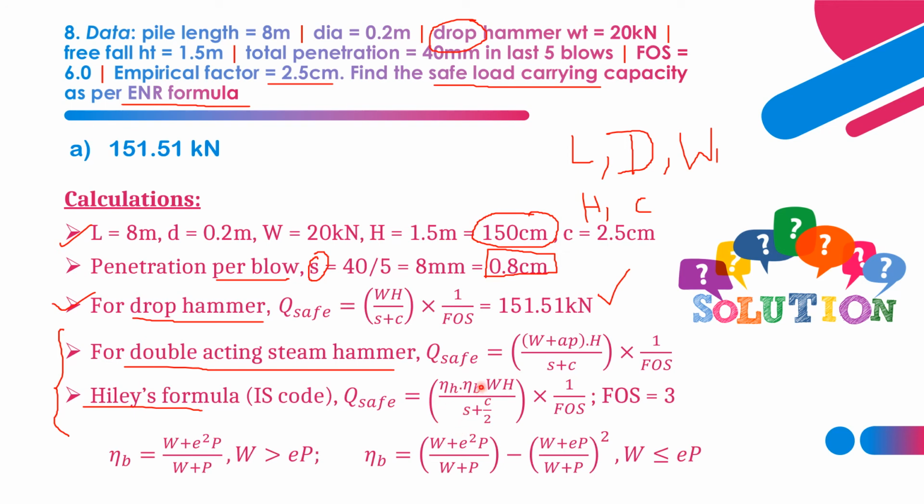So how to calculate the eta B? Eta H is the efficiency of hammer. It depends on the hammer device. And eta B is the efficiency of hammer blow. How to calculate that? It is calculated by using these two formulas.